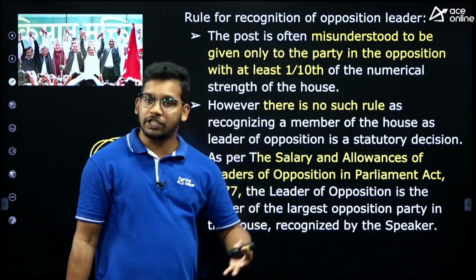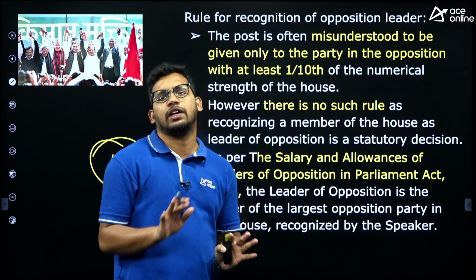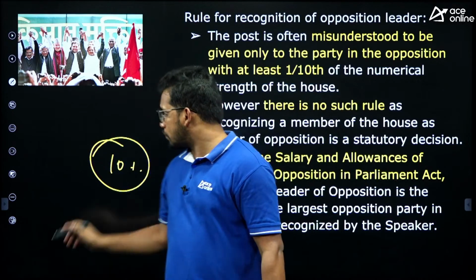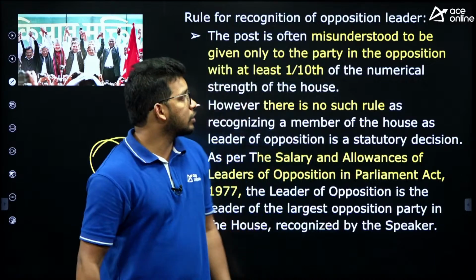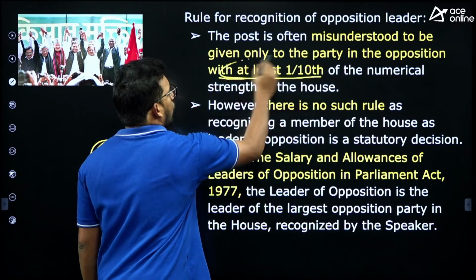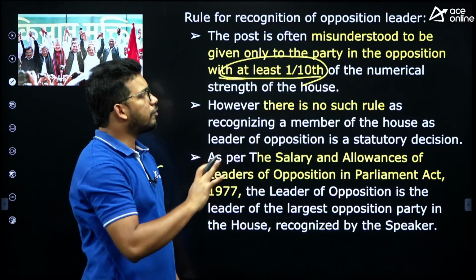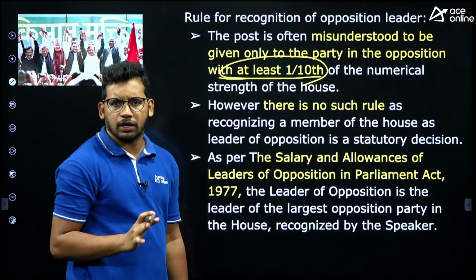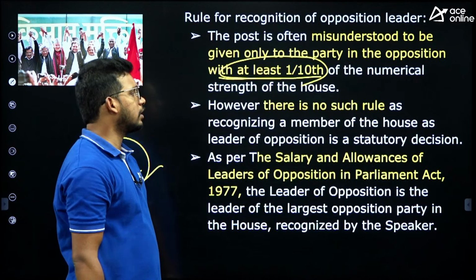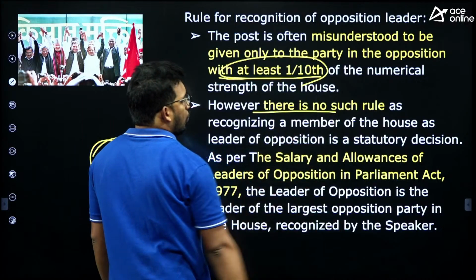It is just the convention. Convention means we are following it since many years without any rule book. This was just a convention, right? So there is no rule of one-tenth, but yes, we are following it since many years, so that's why we are able to follow that as well, right? Yes, there is no rule for it.